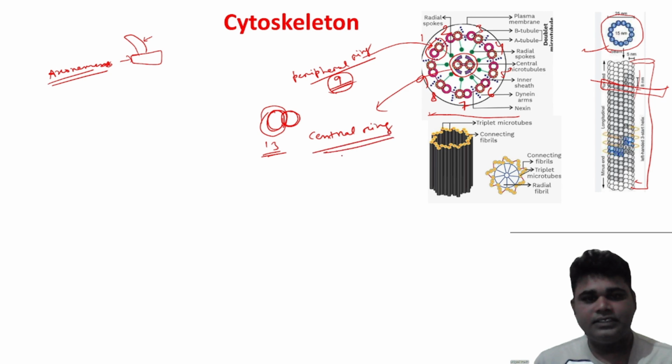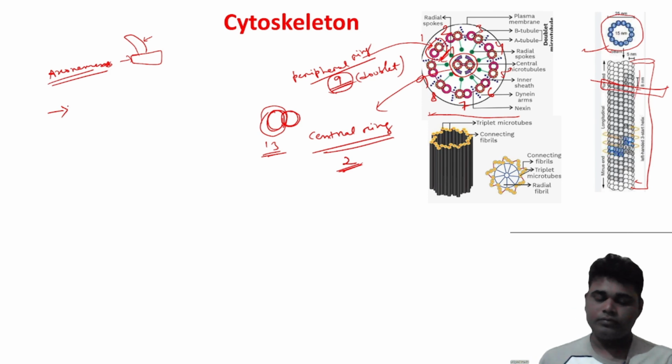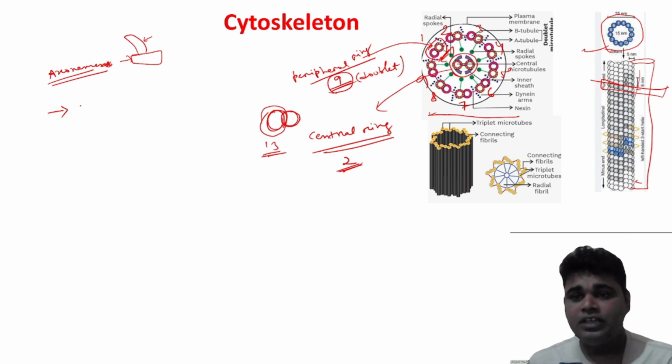in the central region 2 structures are present, one and another, but here they are present like in the doublet structure. This is the doublet structure. So the axoneme structure, if we look at it, is designated as the 9+2 arrangement. What is the 9+2 arrangement?